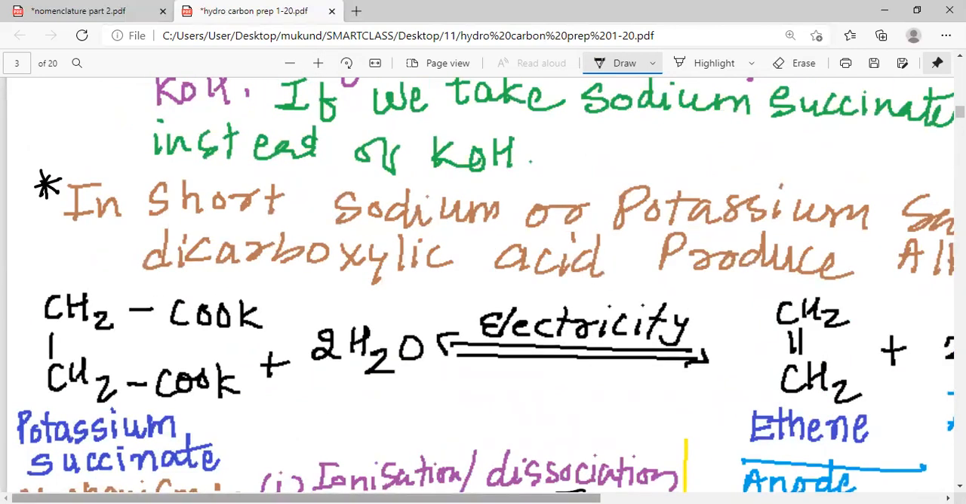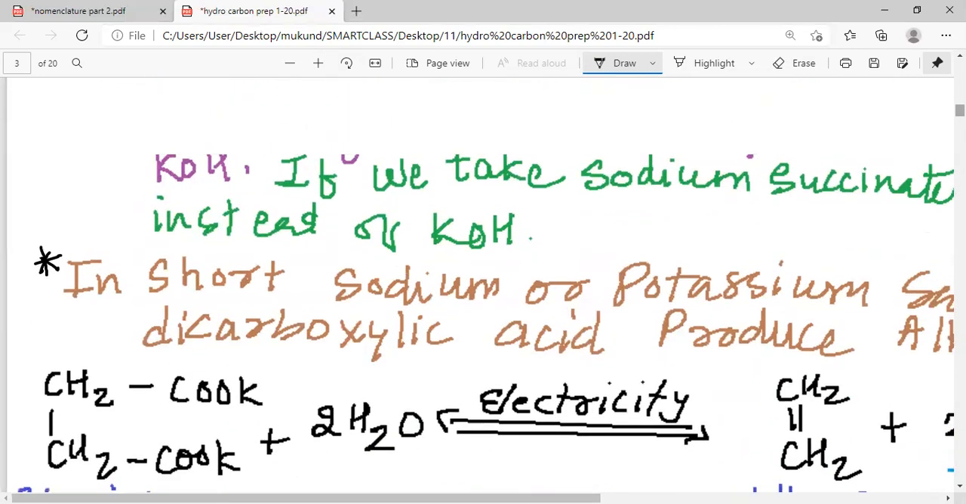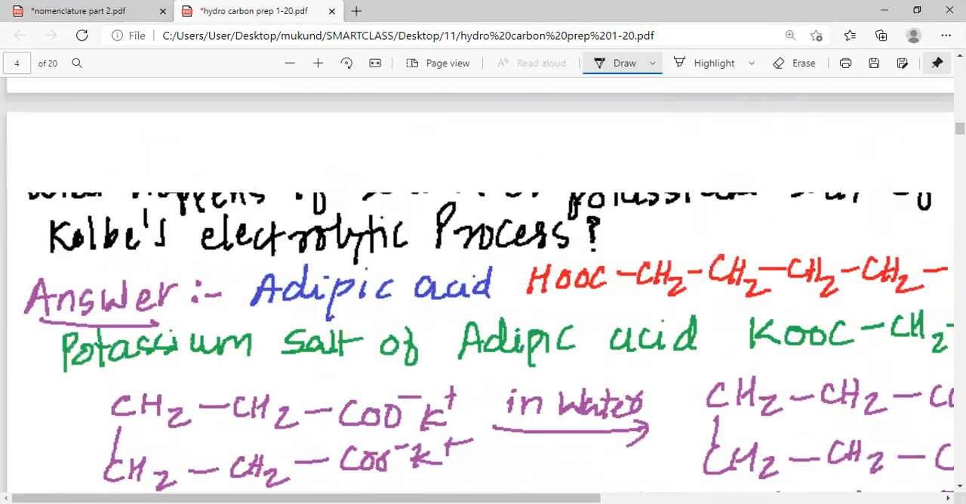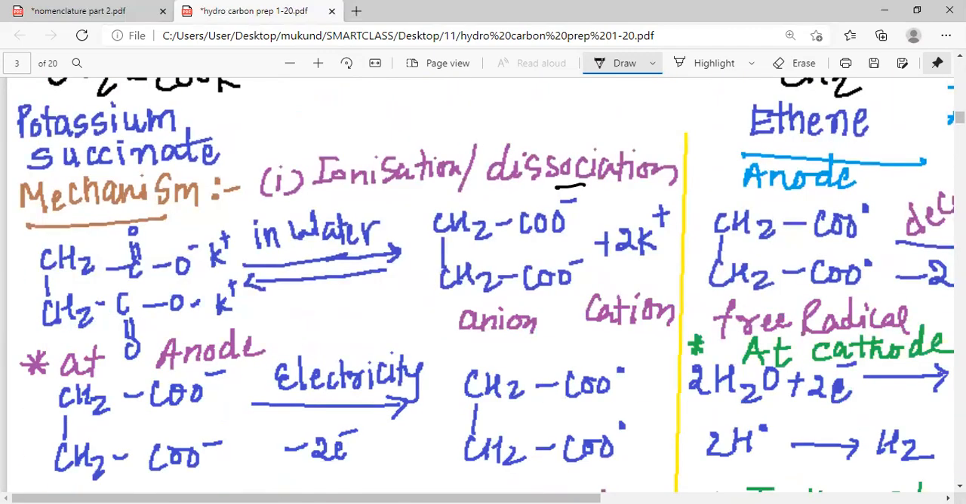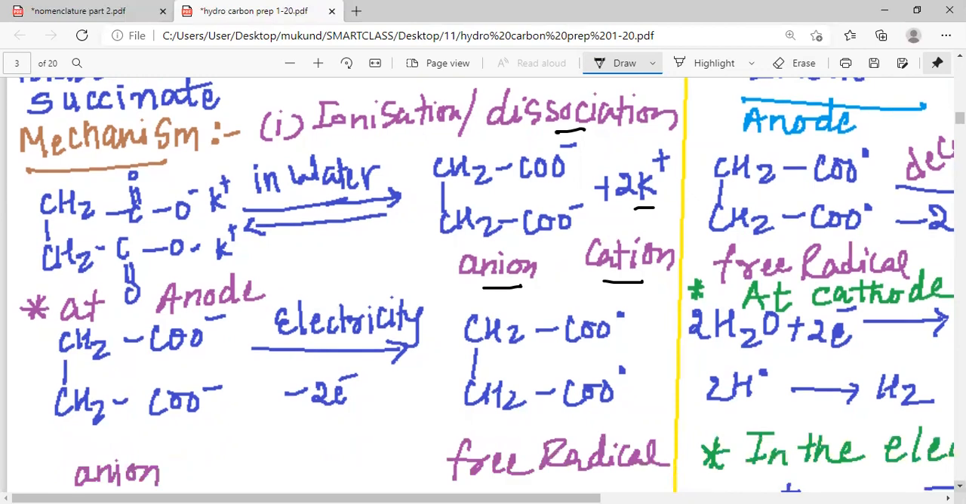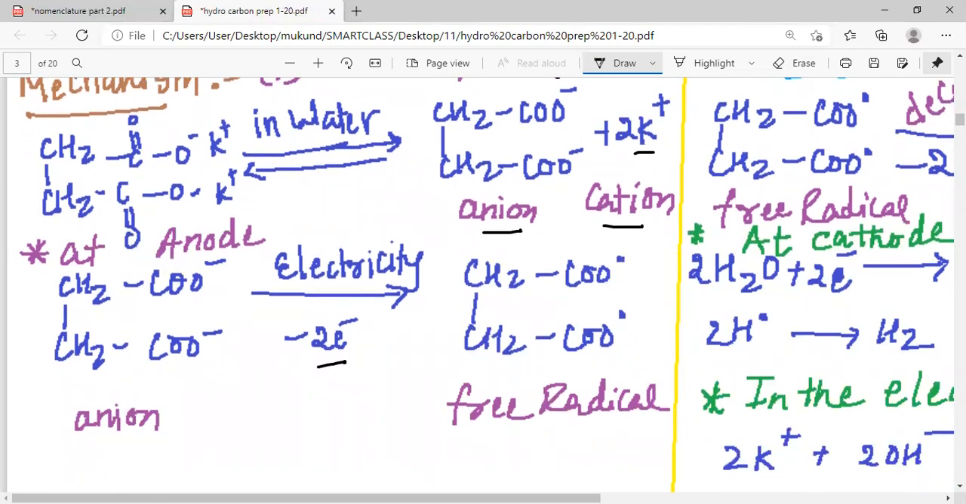So let us study the mechanism for this particular reaction and understand it. Let us look at the mechanism. The first step is the step of ionization or dissociation. So here we have potassium succinate, which in water gives us the anion and our cation 2K plus. This anion is attracted to the anode and it loses 2 electrons to give us the free radical.